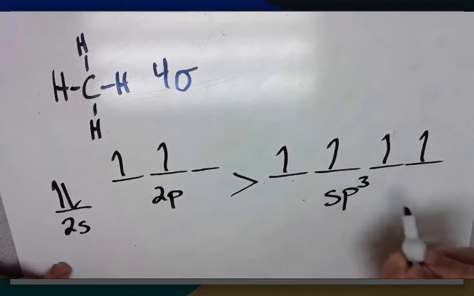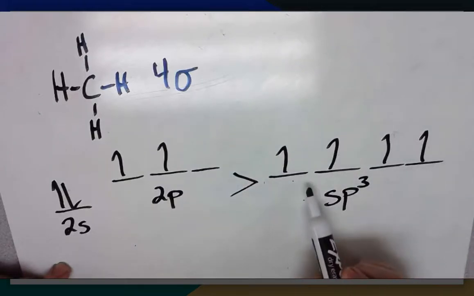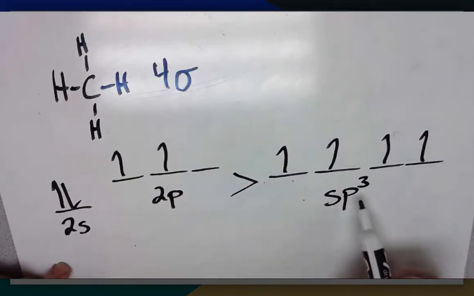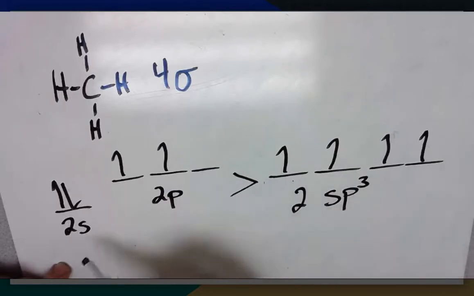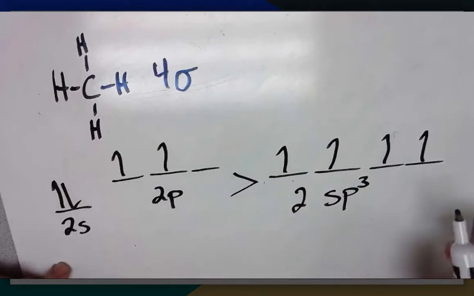And we would call this an sp3 hybrid orbital. sp3 because there's 1 s and there's 3 p's that made it up. And technically, you could call it the 2 sp3 because it's in the second energy level.